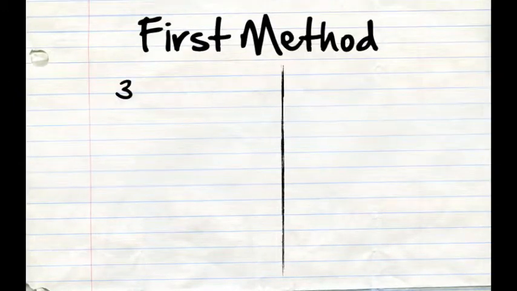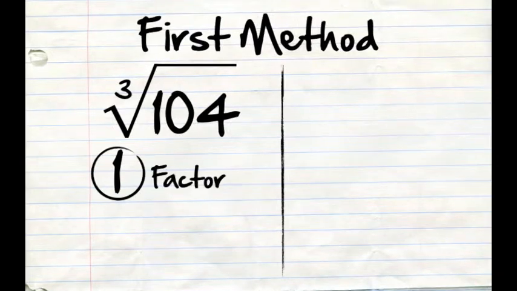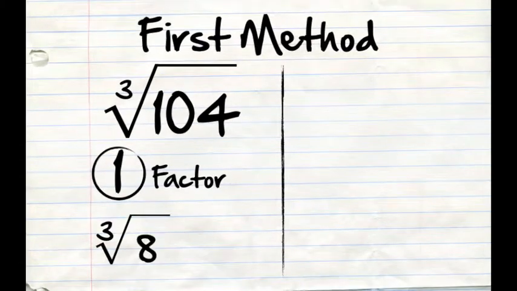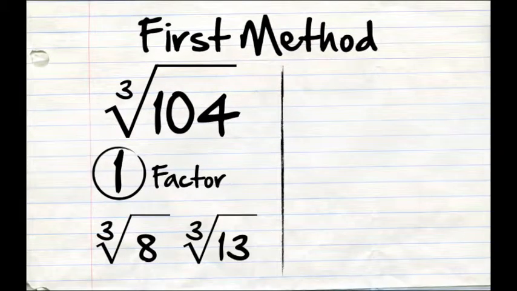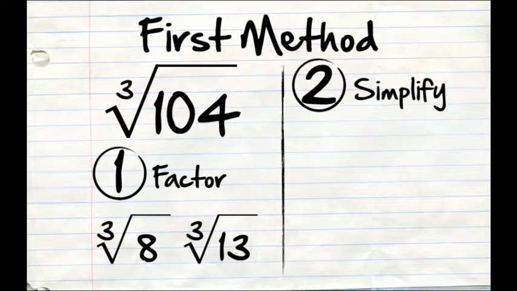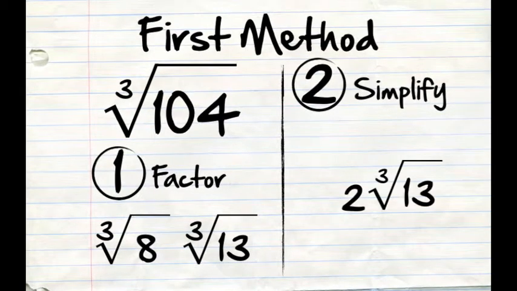The second example is the cube root of 104. Again, for the first method, we have to find the perfect nth factors of the radicand, which are the cube root of 8 and the cube root of 13. Next is to use the product property, then simplify the perfect nth factor, which is 8. This will result to 2 cube root of 13.